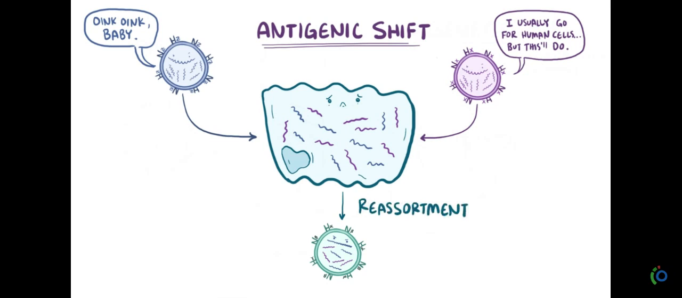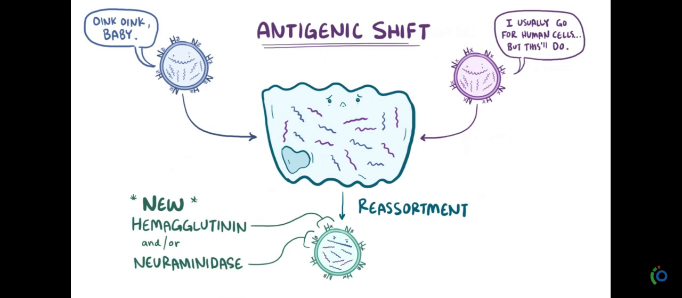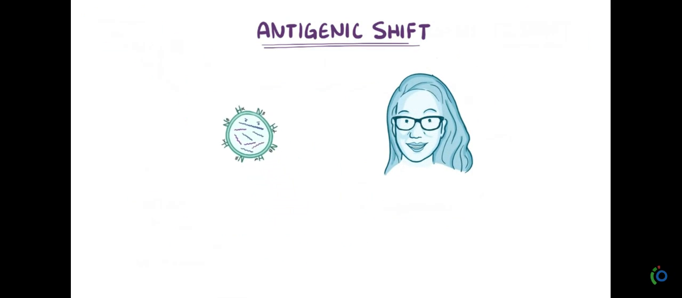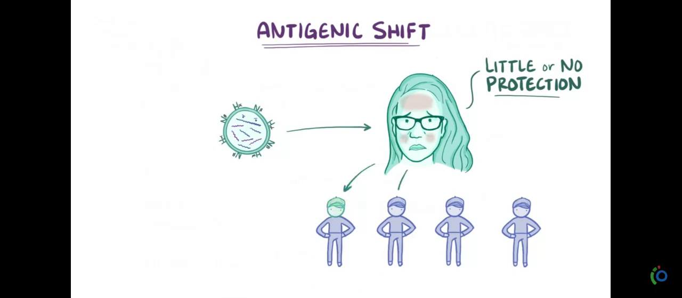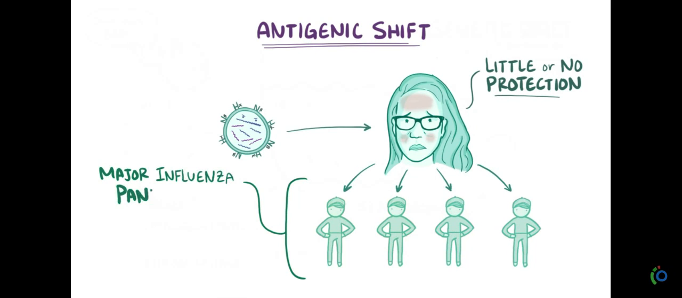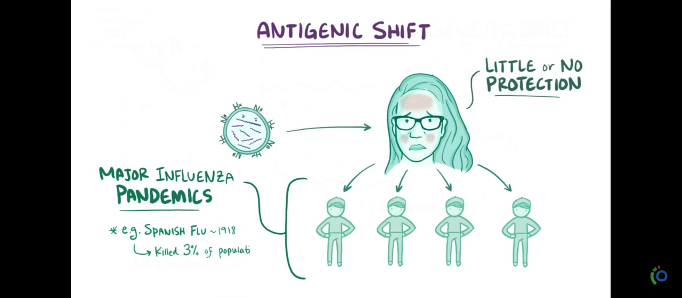Reassortment results in viruses that have entirely new hemagglutinin, neuraminidase, or both. When a virus is produced that can infect human cells and has entirely new proteins, people have little or no protection against it, and it can rapidly spread through the population. This antigenic shift process is responsible for three major influenza pandemics in the 20th century, including the Spanish flu in 1918, which killed 3% of the world's entire population at the time.